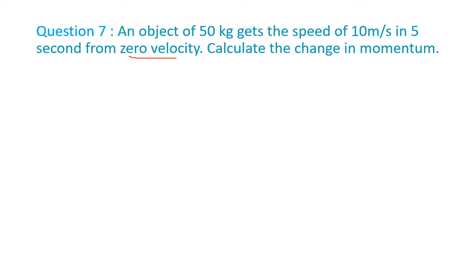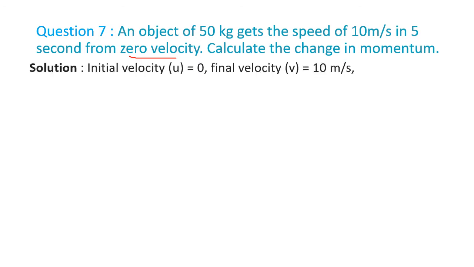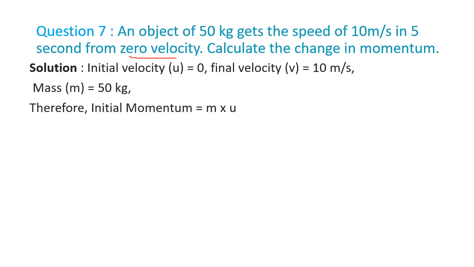So what do we have here? Initial velocity is 0. Then the final velocity becomes 10 meter per second. The mass of the body is 50 kg and the time taken for that is 5 seconds. But in this question we do not want to go in the time. We want to find the change in momentum.